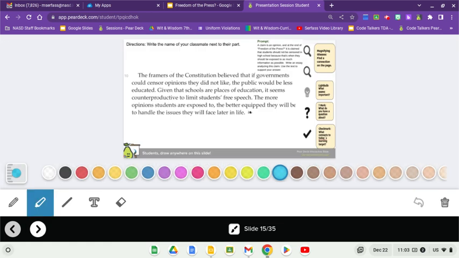The framers of the Constitution believed that if governments could censor opinions they did not like, the public would be less educated. Given that schools are places of education, it seems counterproductive to limit students' free speech. The more opinions students are exposed to, the better equipped they will be to handle the issues they will face later in life.